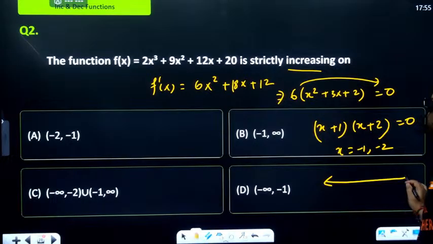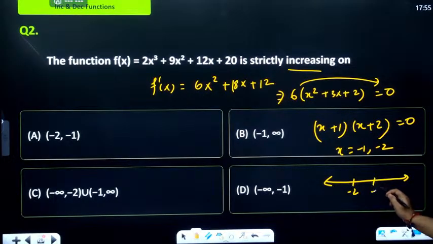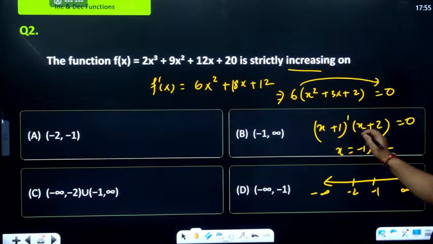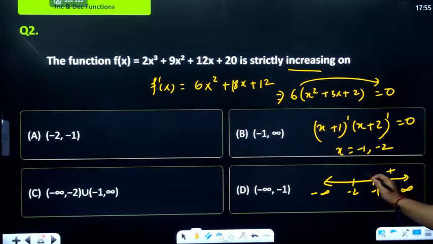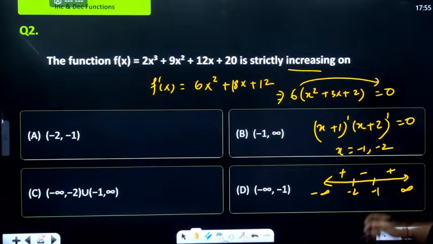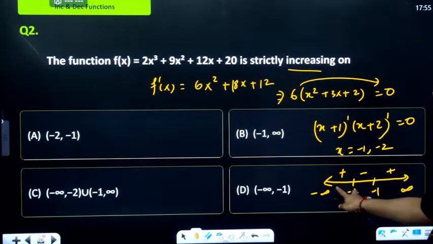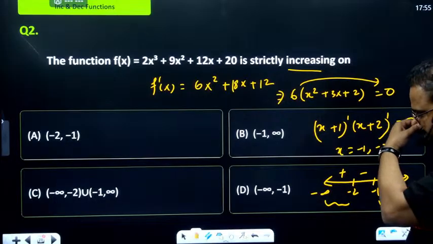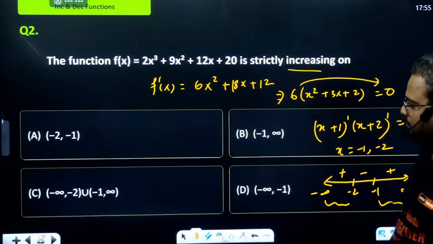Number line will look like this. Minus 2 here, minus 1 here, negative infinity and positive infinity. Powers are again 1, 1. So plus, minus, and plus. I'm looking for increasing this time. So we have this interval and this interval, open brackets. Option is C.